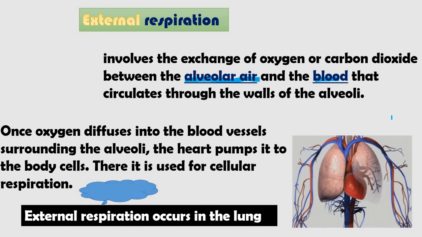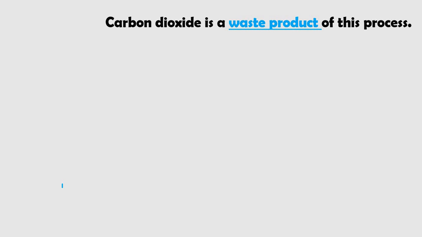Once oxygen diffuses into the blood vessels surrounding the alveoli, the heart will pump it to the body cells, where it is used for cellular respiration, the main purpose of respiration and circulation of blood. So what is the waste product? In this case, it is carbon dioxide gas. This is the waste product of respiration.